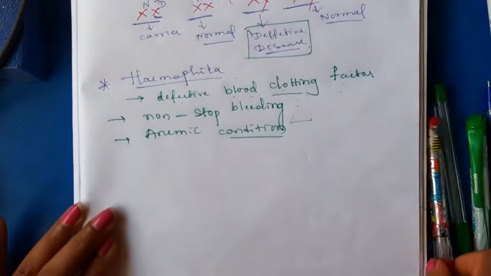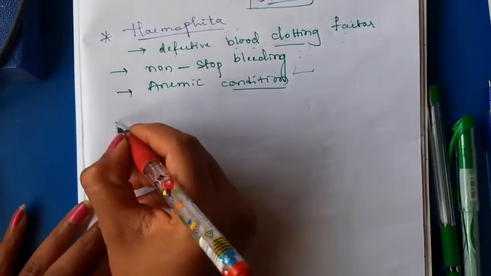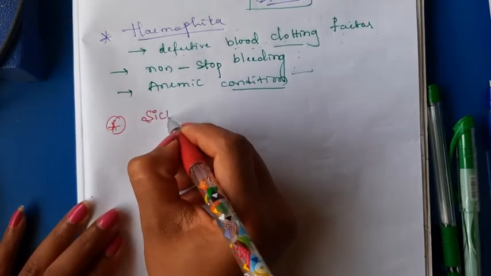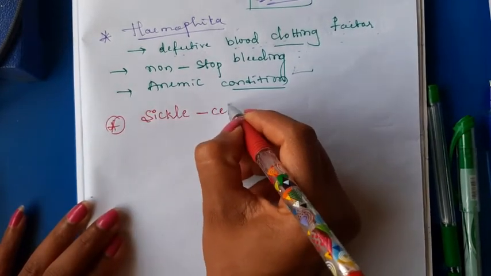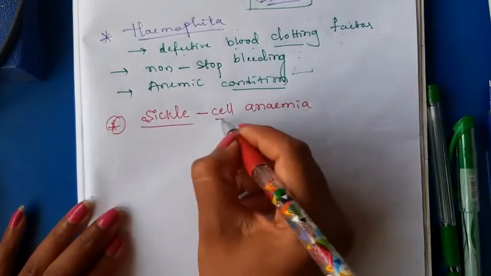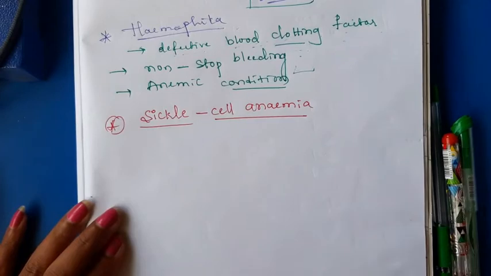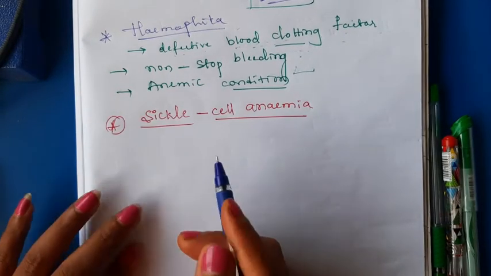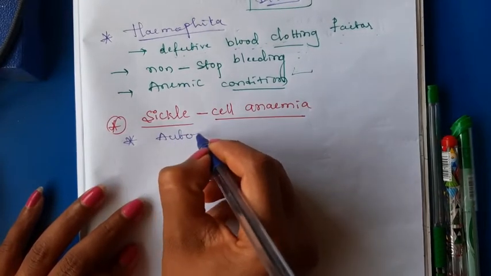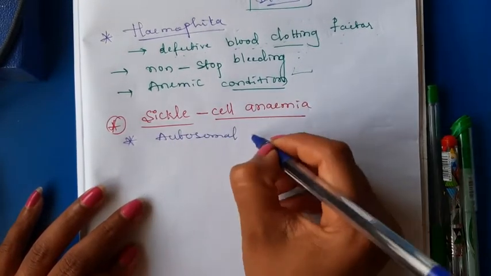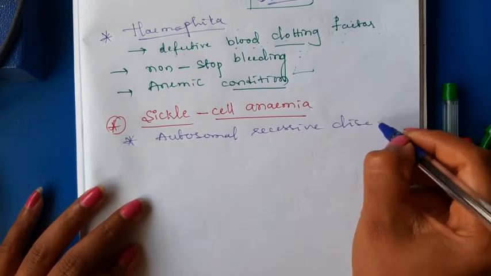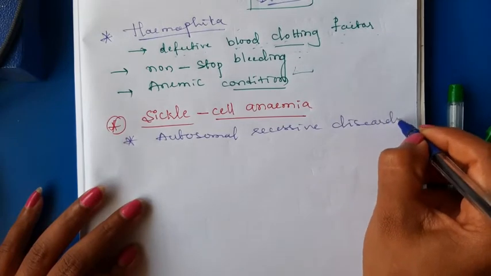Now, we can discuss the second disorder, that is sickle cell anemia. Sickle cell anemia is an autosomal recessive disorder.